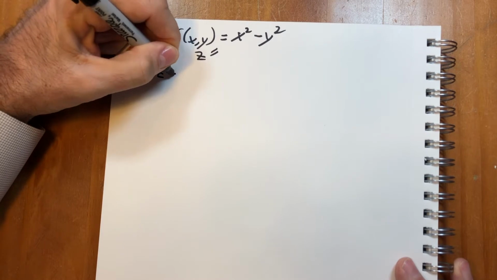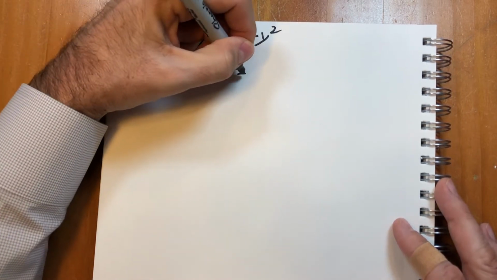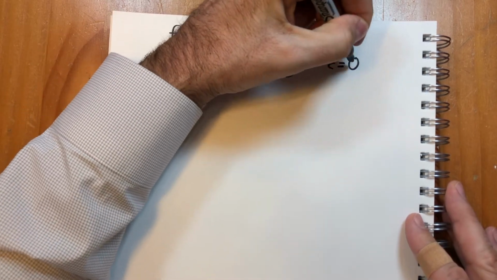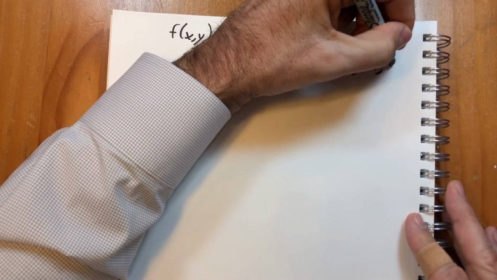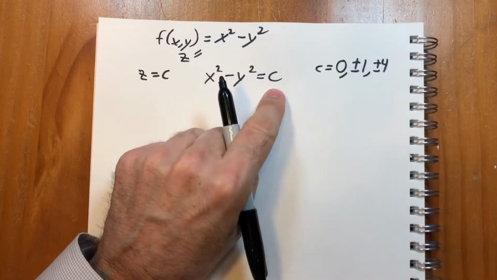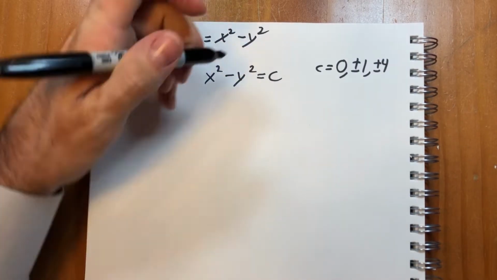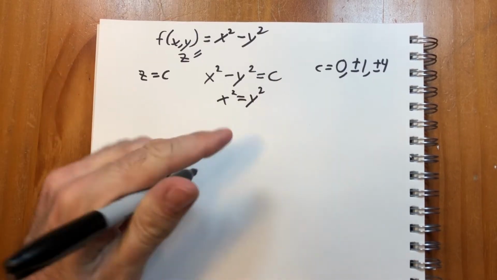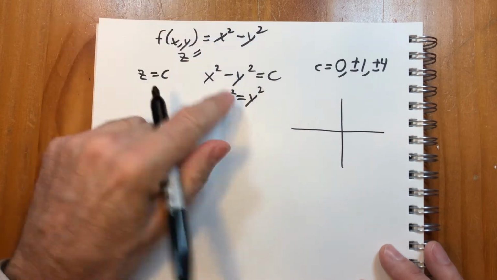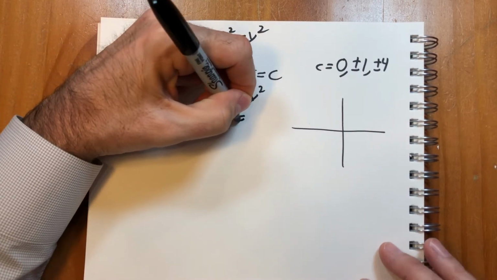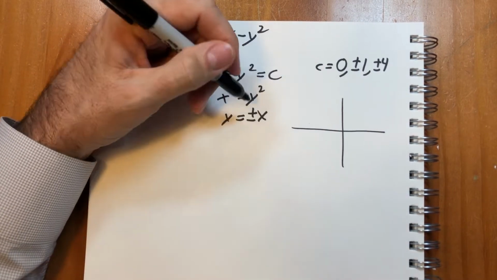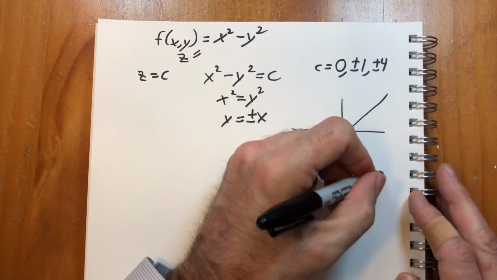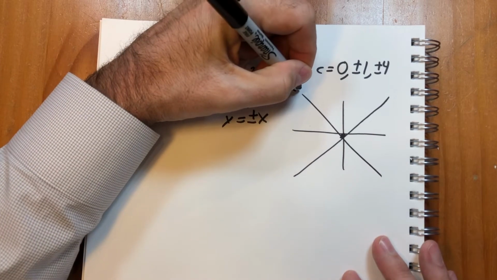Make z constant. Then the level curves are given by x squared minus y squared equals c. So let's try c equals 0, plus or minus 1, plus or minus 4. If c is 0, then we have x squared minus y squared equals 0, or x squared equals y squared. That is just a pair of lines with y equals plus or minus x. So that is just two lines, one with a slope of positive 1 and one with a slope of negative 1. Okay, that's when c equals 0.